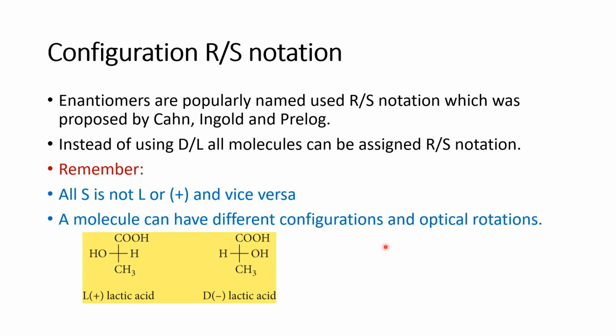All molecules will have different configurations and different optical rotations. Like we see in the case of lactic acid, we see the S isomer and the R isomer, which are D and L respectively.